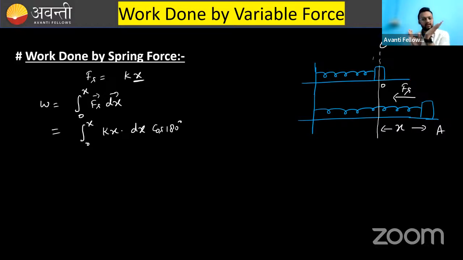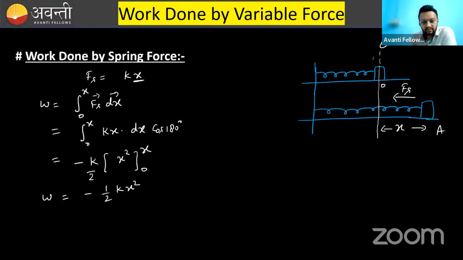Are you getting my point? Spring force is left, displacement is right, angle is 180, and cos 180 is minus 1. So the minus can be brought outside. Minus k is a constant, can be written outside the integration, and the integration of x is x square by 2 with the limit 0 to x. So what will it become? Work done by spring force is minus half kx square.